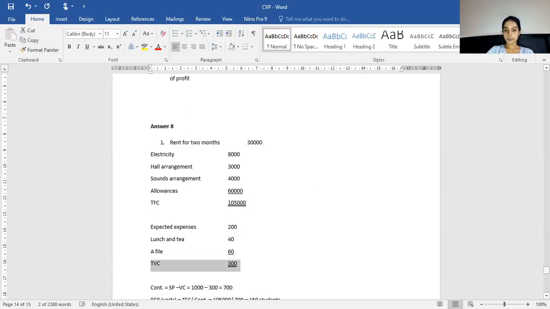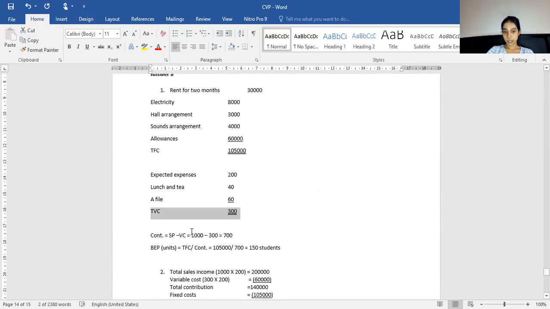In the question it was given that they are expected to charge 1,000 from a student. So the selling price is 1,000, variable cost is 300, contribution would be 700. Using this, you can get the break-even number of students. 105,000 of fixed cost divided by 700 of contribution. The break-even number of units would be 150 students.